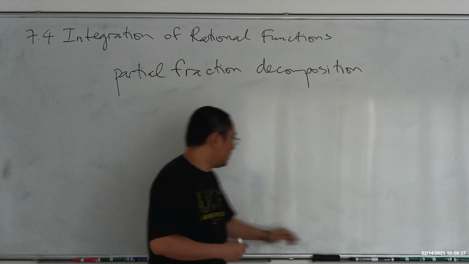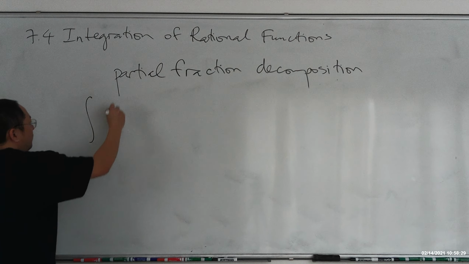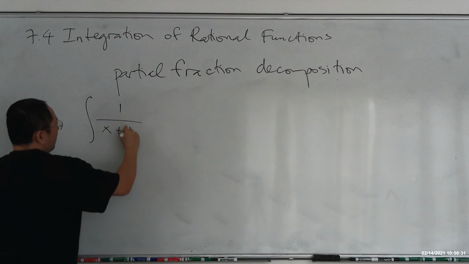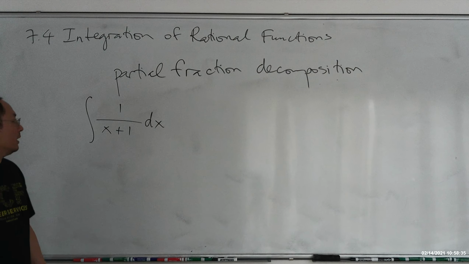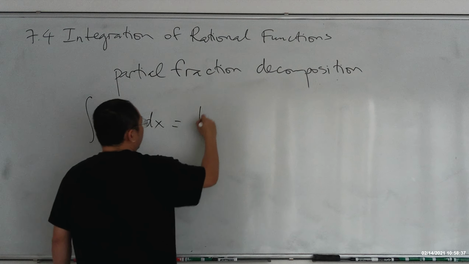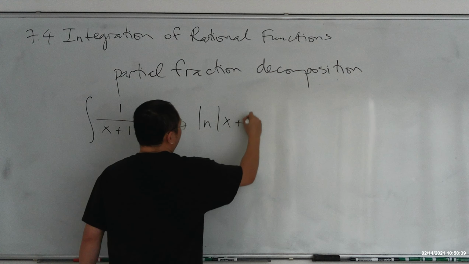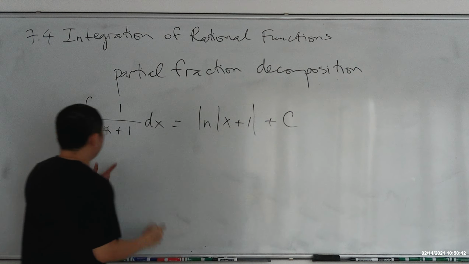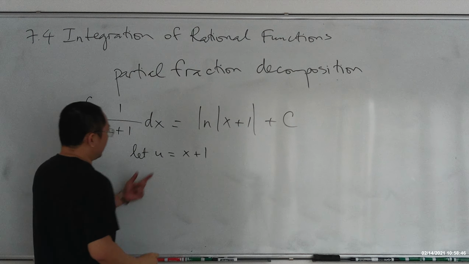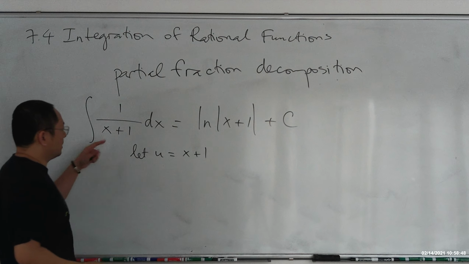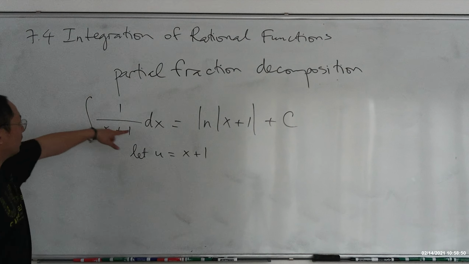The first one is the integral of 1 over x plus 1 dx. Of course, it's any constant; I'll just write 1 in here. And this one is going to be equal to ln of |x plus 1| plus c. The key is let u equal x plus 1, then du equals dx. So this problem becomes the integral of 1 over u du.